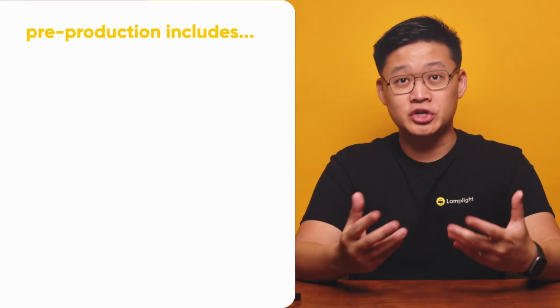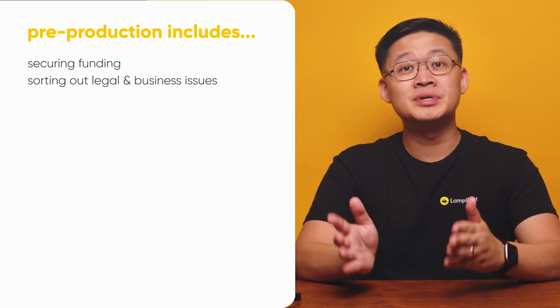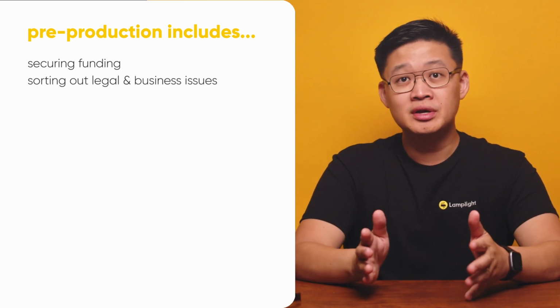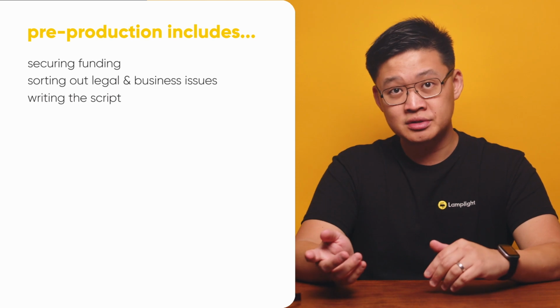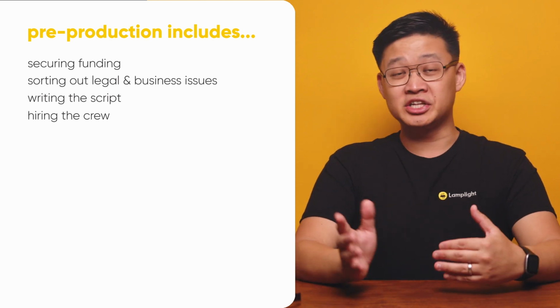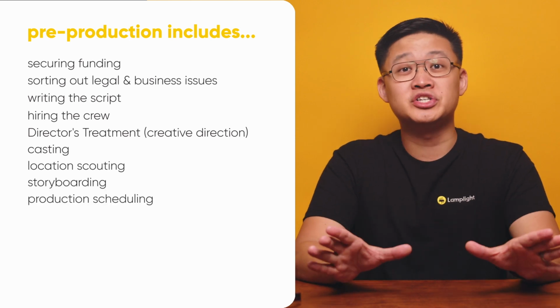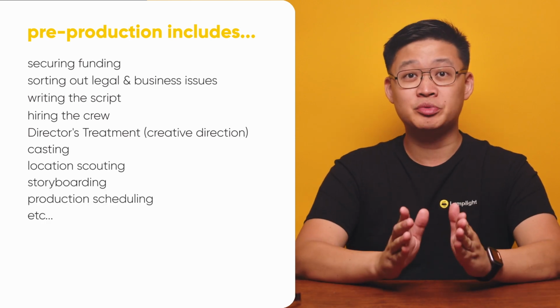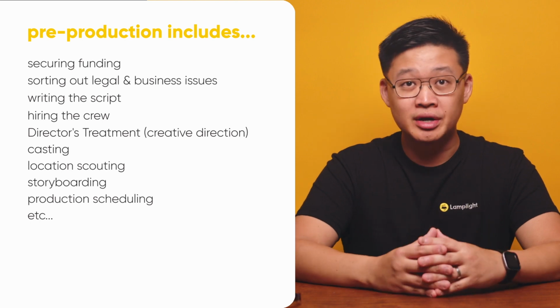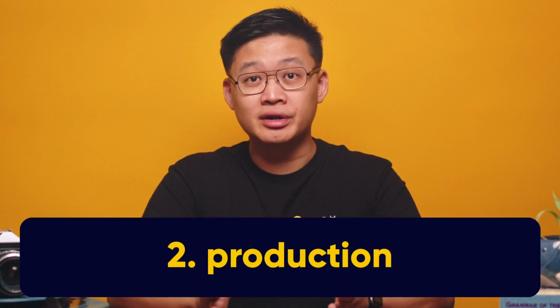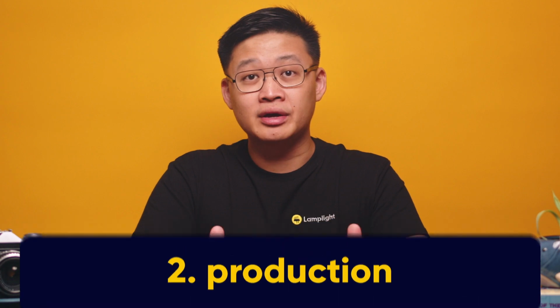This includes securing funding, settling all the business and legal aspects of the production, getting the script written and locked, hiring the crew, getting the director's treatment, casting, location scouting, storyboarding, production scheduling, etc. This stage of production is typically led by the producer. The next stage is production, also known as principal photography. This is the exciting, fun, and chaotic bit.